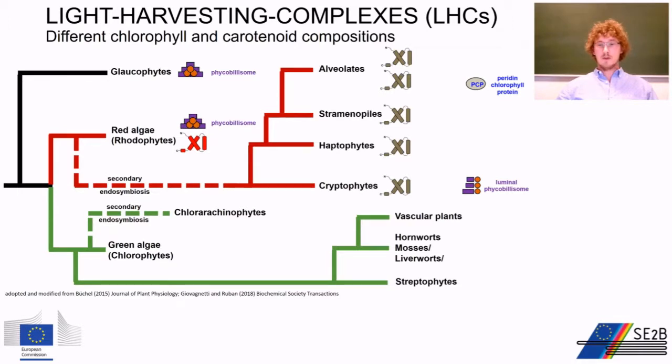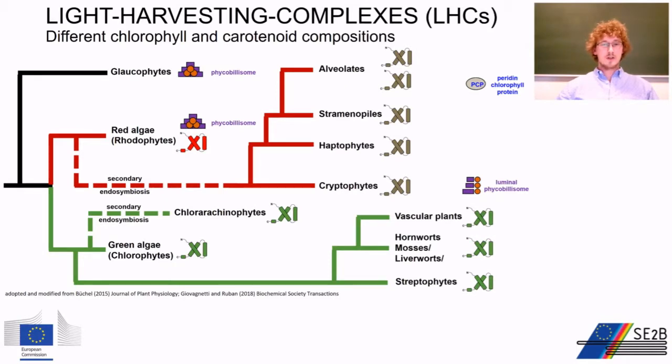In the further development of red algae, the younger types, the cryptophytes and haptophytes, cryptophytes lost part of their phycobilisomes, only having residual luminal phycobilisomes, but already had LHCs for the rest, and this continued in the haptophytes and spermatophytes up to the alveolates. In alveolates, there's also a special kind of LHC, which has a very special carotenoid chlorophyll protein called the PCP, which is again, however, beyond the scope of this topic.